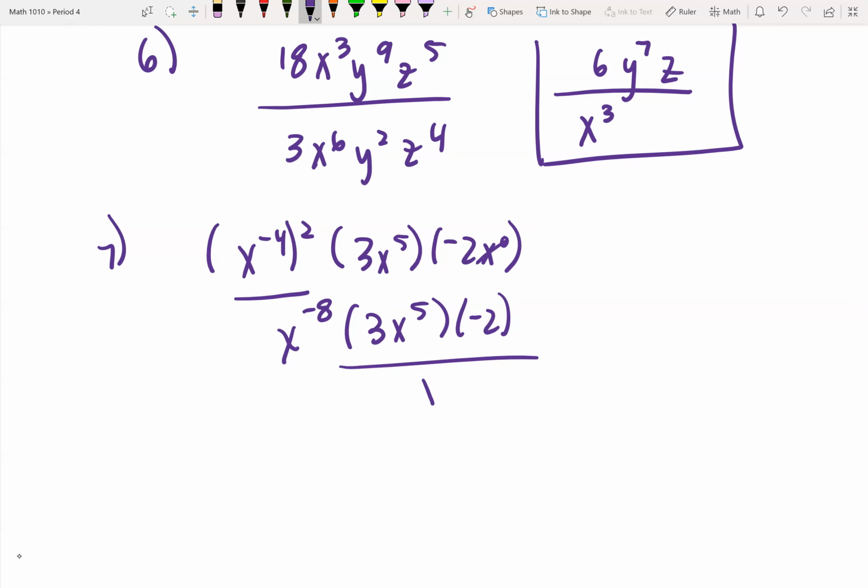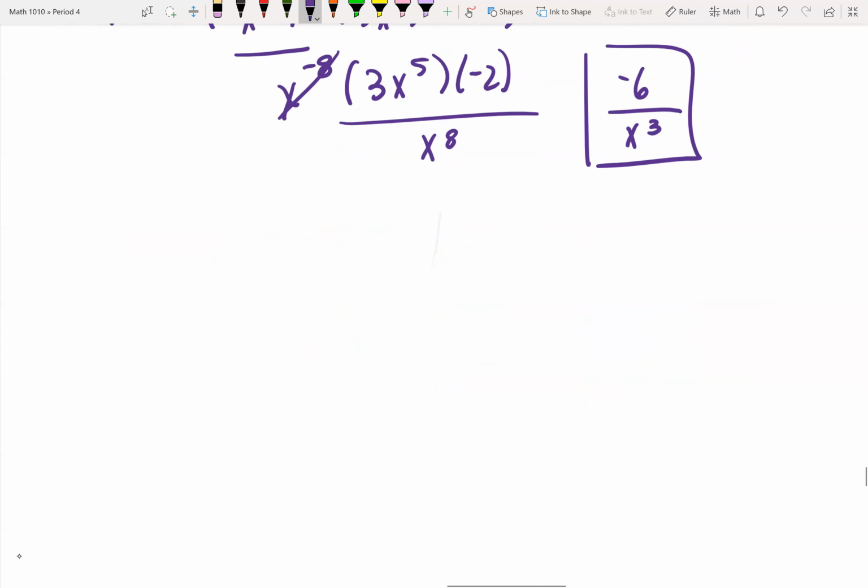This x to the negative 8th, I'm actually going to bring it down and make it a positive. So on the top I have a negative 6. Now look at your x's, 5 on top, 8 on bottom. You have more on bottom. How many more? 3 more.